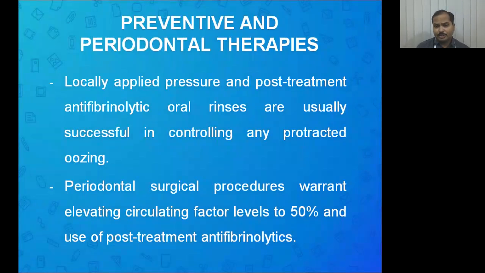Then locally applied pressure and post-treatment antifibrinolytic oral rinses are usually successful in controlling any protracted oozing, or any delayed oozing of blood. The periodontal surgical procedures warrant elevating circulating factor levels to 50% and the use of post-treatment antifibrinolytics. That means if we are planning for any periodontal surgery, we should have the circulating factor levels at approximately 50%, and along with it, we will give the post-treatment antifibrinolytics for clot stabilization.